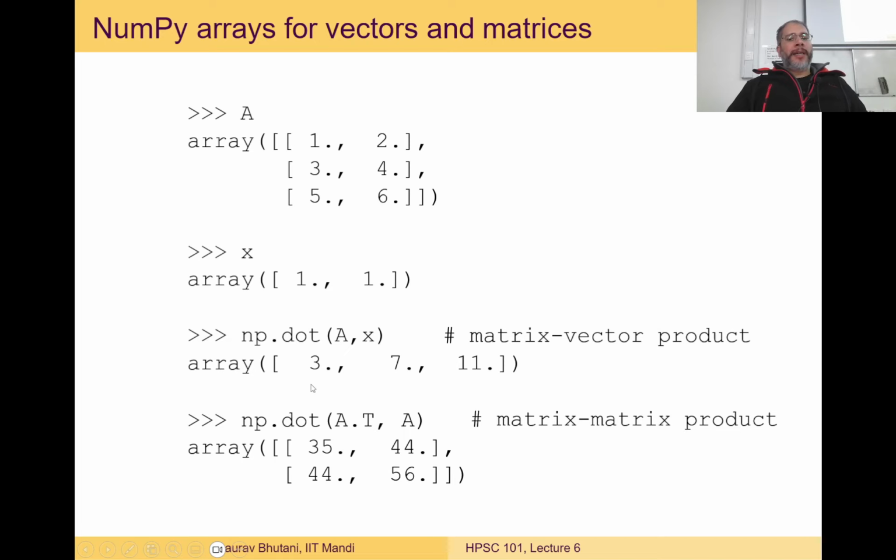If on the other hand I had done A star x, it would have done something different. It would have multiplied the first column of A with the first element of x and returned that as one column, and then it would have multiplied the second column of A with the second element of x, and given that. So it would have been a matrix of size 3 by 2. It won't add, it won't take a linear combination. So be careful that if you want to do a dot product, you have to use the dot function, not a star. We can also do a dot product of A dot transpose and A. So that's a matrix product.